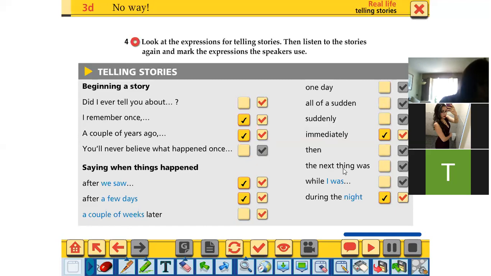Is there another one that you remember? While I was, or no? No. While I was, he didn't use it. Maybe the next thing was probably it. Yeah, this one. Yes, he used this one. And he also, well, this is immediately. Yeah. All of a sudden, this is very common when you start saying when things happen. All of a sudden, you see, when I return home, all of a sudden, the parrot wasn't at home and he started looking for it.